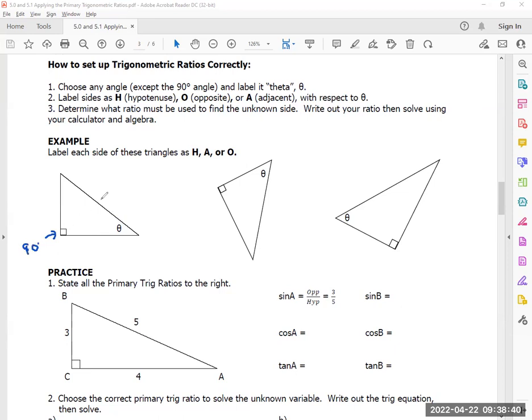The side furthest away from that 90 degrees, if you remember your elementary and middle school, is always called? The longest side is the hypotenuse. Yeah. So goal number one, find the 90 and label the far side hypotenuse. Nicole, with me? Okay. Can you do that with me? Label H. Next, find your theta or find the angle you want.